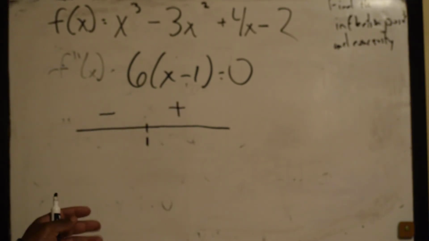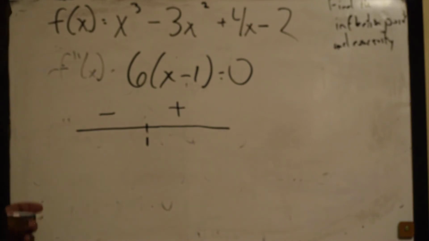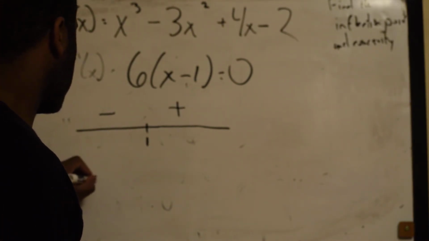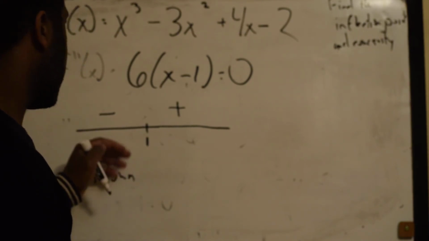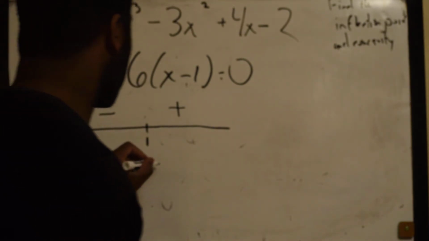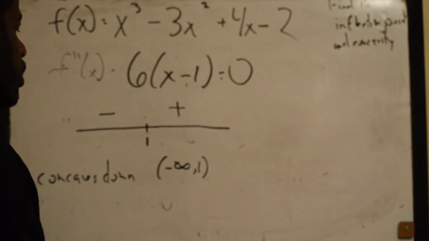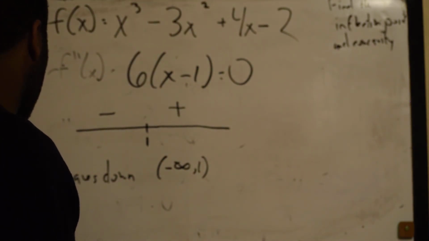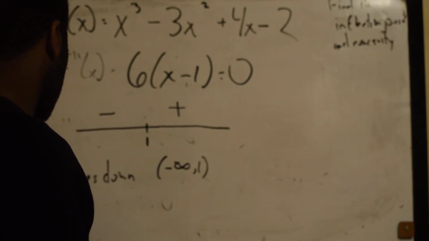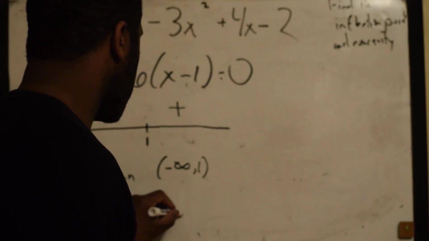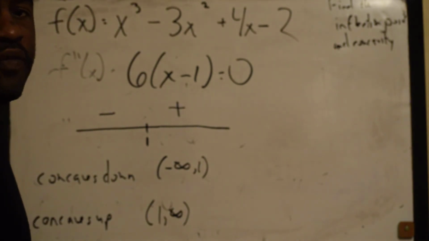Positive result. Alright, so now we can say our graph concaves down from negative infinity all the way up to 1, and it concaves up from 1 to infinity.